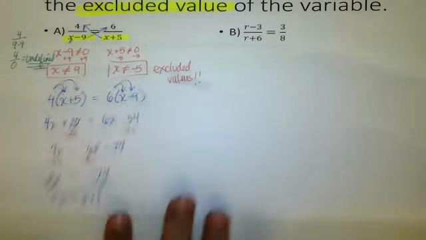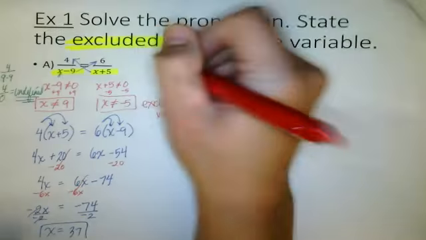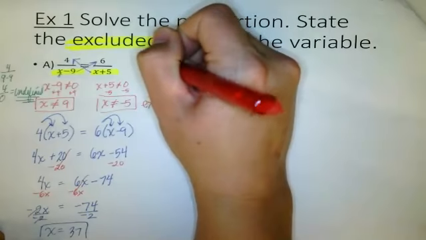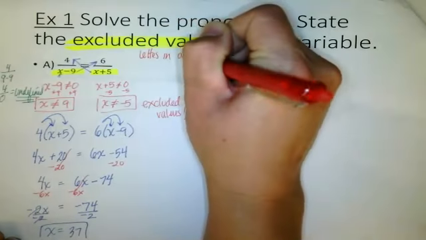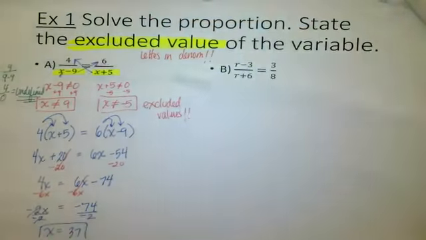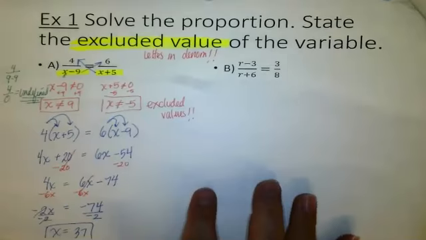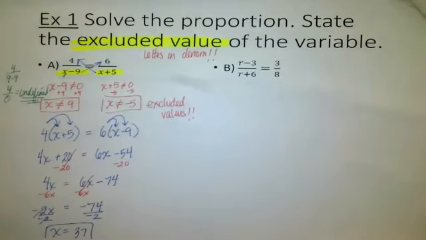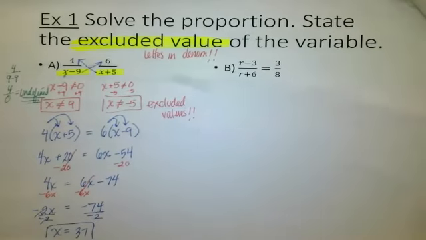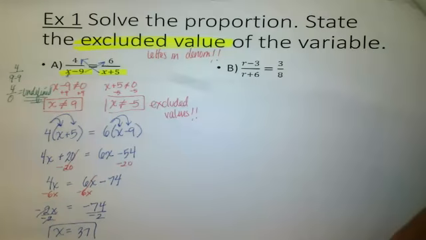So again, excluded values. Excluded values come from variables, letters in the denominator only. Letters in the denominators are what we have to pay attention to. So on letter B, what are we looking out for? What do I need to look at for excluded values? Do I care about the 3? Do I care about the 8? No, there's no letters there. What do I care about?